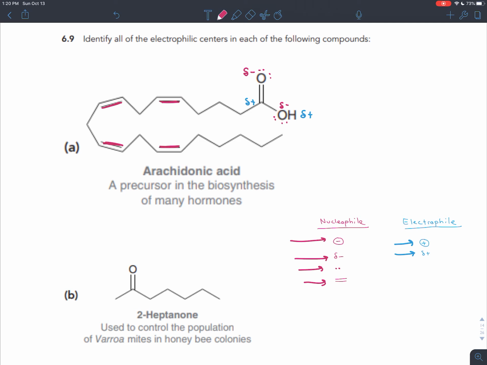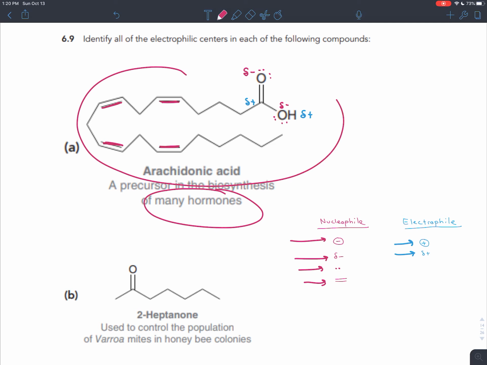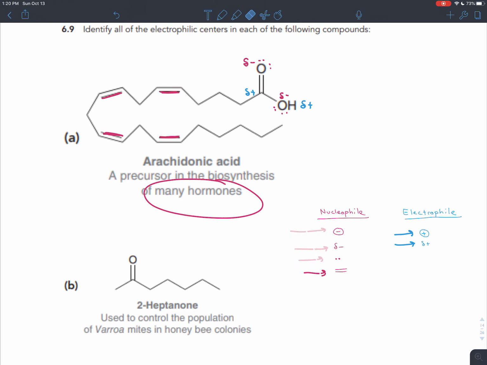But the reason why it can make so many hormones, including so many different types of prostaglandins, each with their own reactivity and role in the human body, is because it has so many nucleophilic centers. So many places in this molecule can react to form new molecules. So you can form a lot of hormones with this.